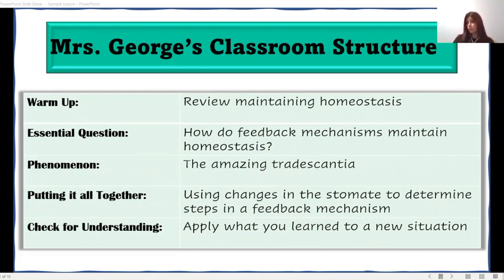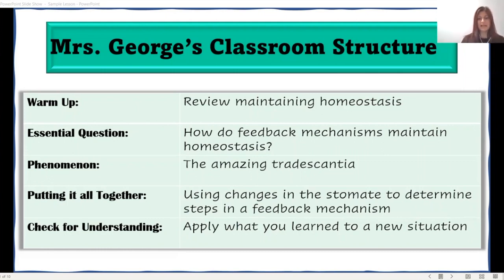Then we're going to use what you learn with the plant and put it together, kind of go backwards and figure out, this is what the plant's doing to survive. And I can use that information to help you figure out the steps to the feedback mechanism. And then you'll have a check for understanding. You're going to need to apply what you learned to a new situation. And so here we go.